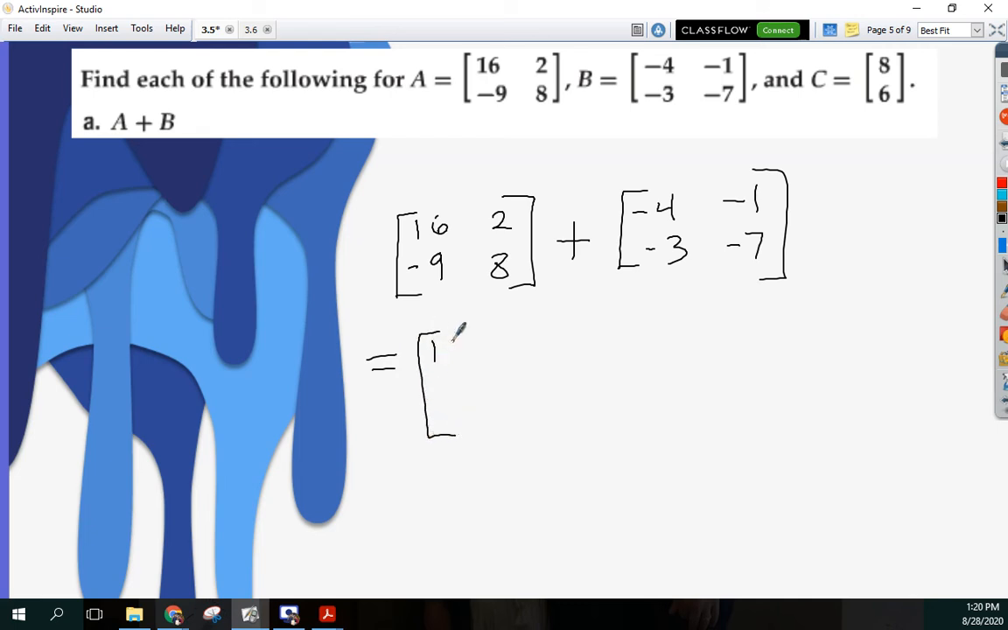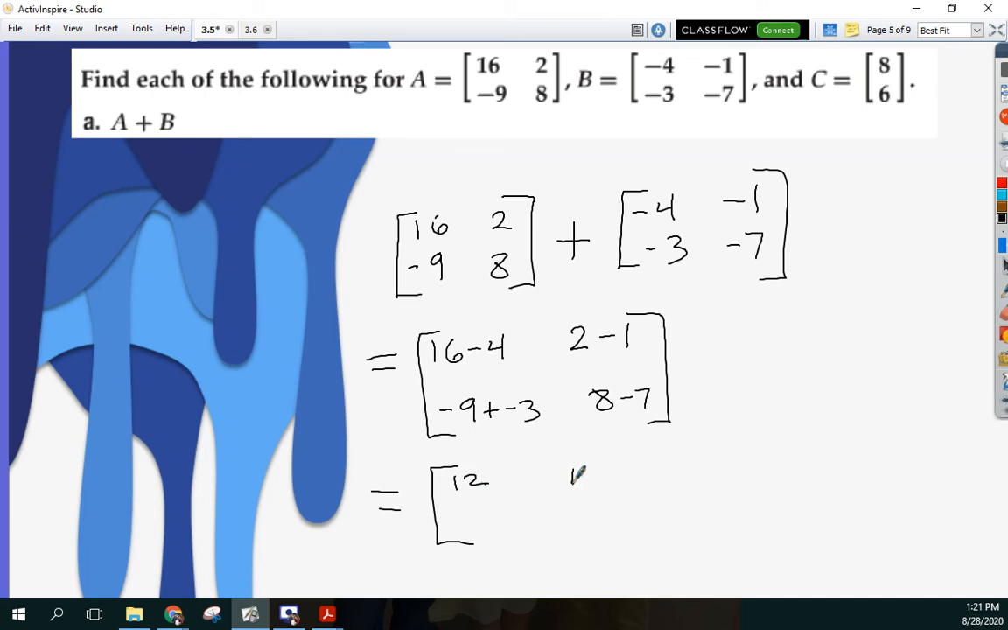I'm going to go ahead and write out the steps just so we can all see where each of the things is coming from. So I have 16 plus a -4, which is the same thing as 16 minus 4, which is going to give me 12. Then I have 2 plus a -1, which is the same thing as 2 minus 1, which gives me 1. Then I have a -3 plus a -9, which is also going to give me a 12, but this time it's a -12. And then we have 8 minus 7, which also gives us 1. So our resulting matrix would be 12, 1, -12, 1.